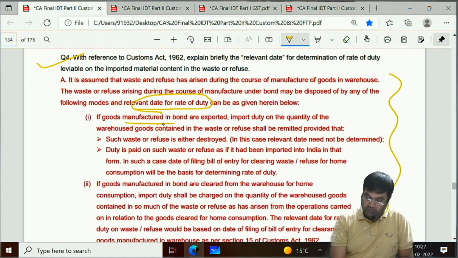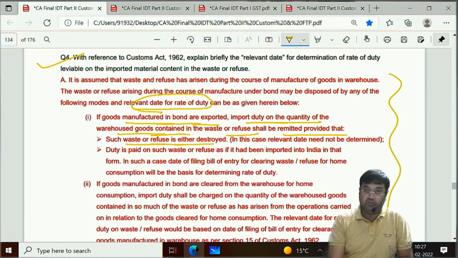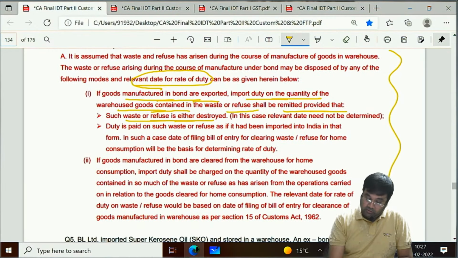If goods manufactured in bond are exported, import duty on the quantity of the warehouse goods contained in the waste or refuse shall be remitted, provided such waste or refuse is destroyed. Duty is going to be paid if it is not destroyed, then it is going to be assumed that it is imported in the waste form, and on that duty needs to be paid. In such a case, the date of filing of the bill of entry for clearing waste refuse for home consumption will be the basis of determining the rate of duty.